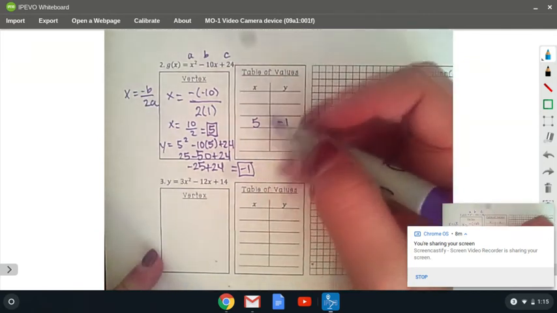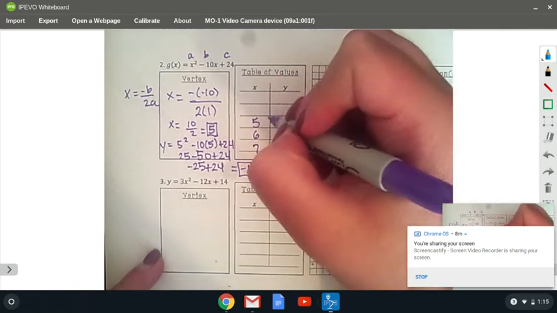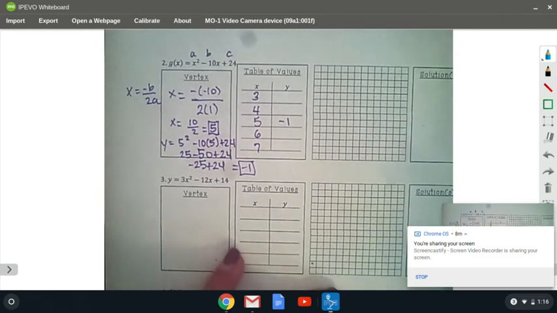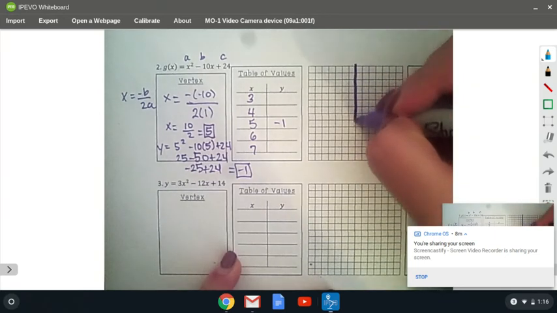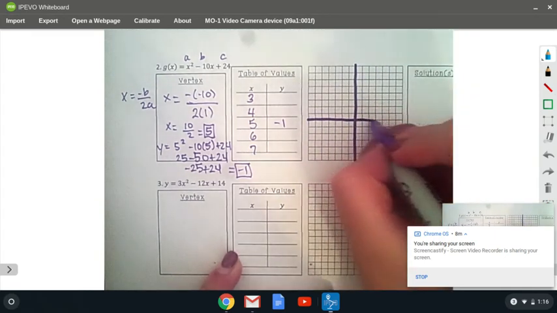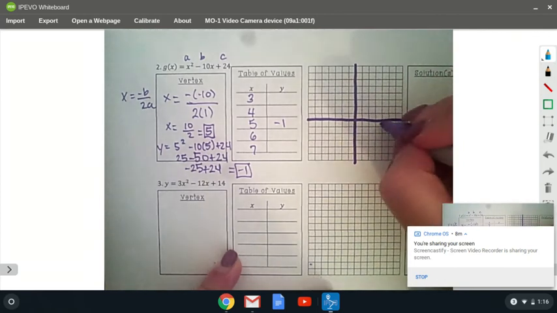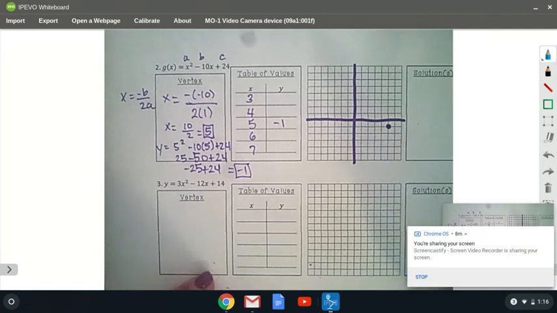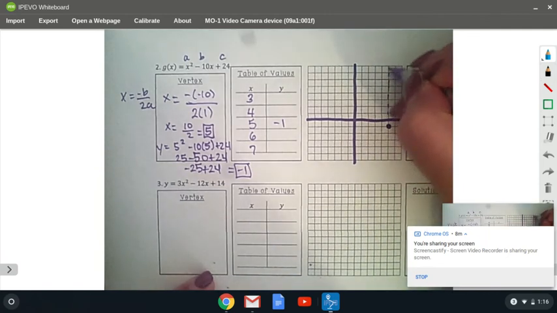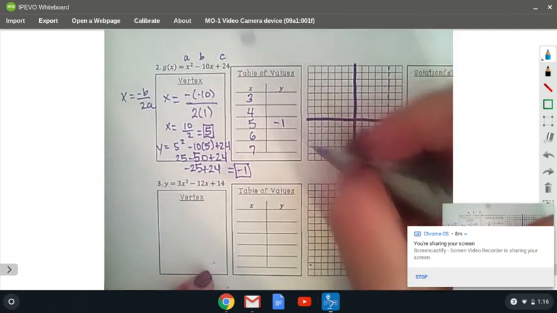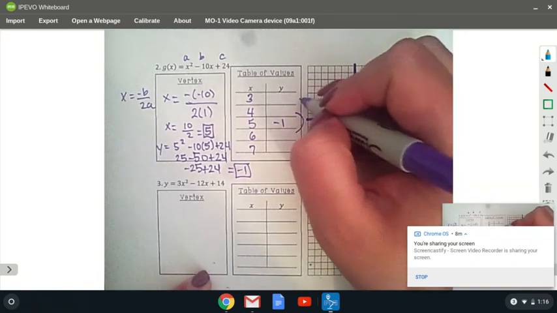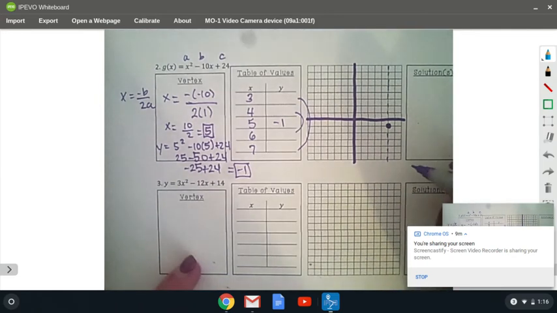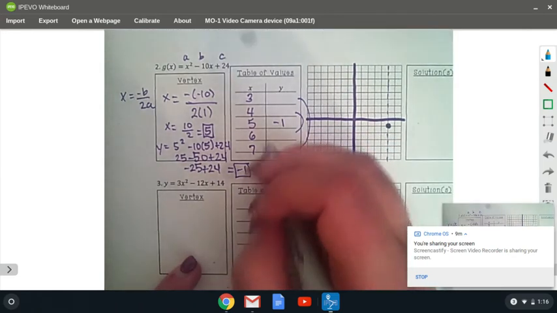Now to go up and down from 5, I would go 6, 7. To go down, I would go 4, 3. Okay. I'm going to draw my coordinate plane here. So I should have a dot on 5, -1. That's my vertex. That also means this is the AOS, so it should be a mirror image. So that means these should be the same number. These should be the same number. Okay. Now I just need to figure out what these are.